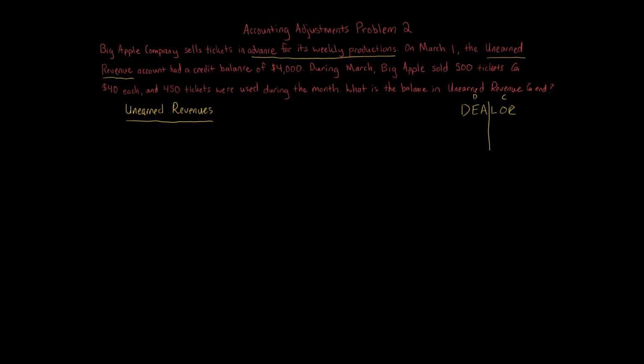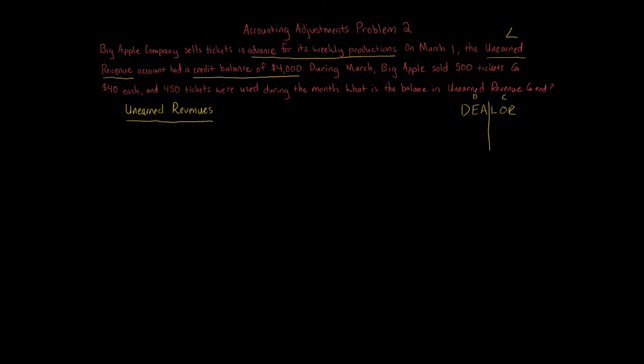So here we're dealing with unearned revenue, which is a liability, and it has a credit balance of $4,000, which means it has a positive balance because DEALOR shows what side they increase on. So we have a $4,000 positive balance in unearned revenue. During March, Big Apple sold 500 tickets at $40 each, and 450 tickets were used during the month.